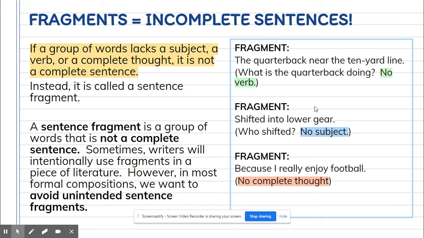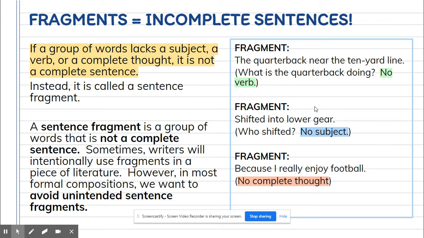Sometimes writers will intentionally use fragments in a piece of literature. However, when we are writing essays, when we are writing academically for ELA class, we want to avoid fragments. If you're telling a story, if you're writing a narrative, if you're writing a poem, then fragments are cool. They can be used really creatively. But anytime you're writing for ELA, like a five paragraph essay or anything that has a formal structure, you want to make sure that you avoid fragments.